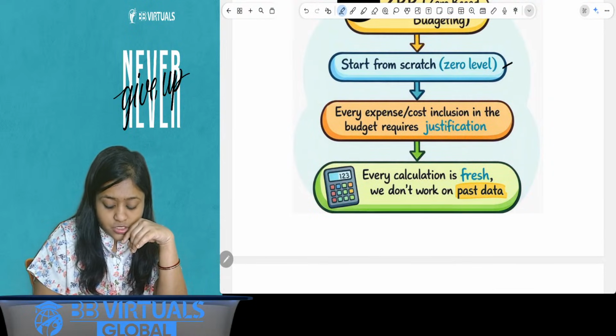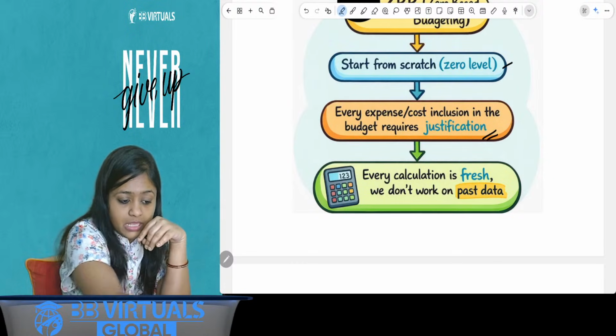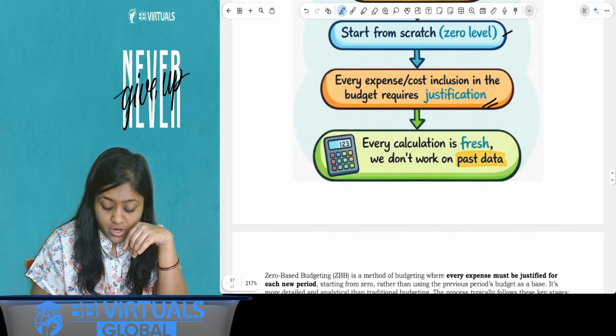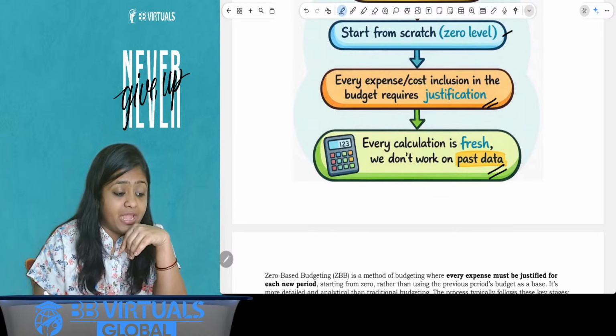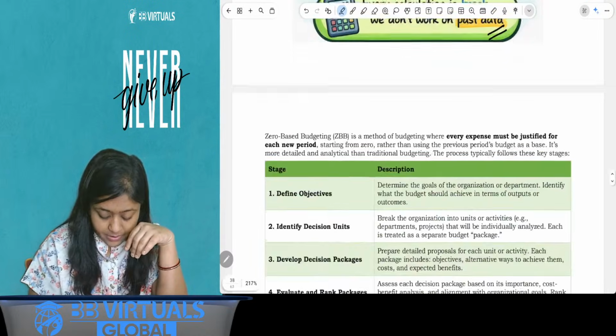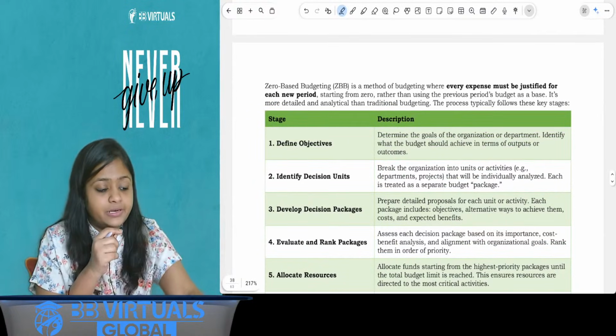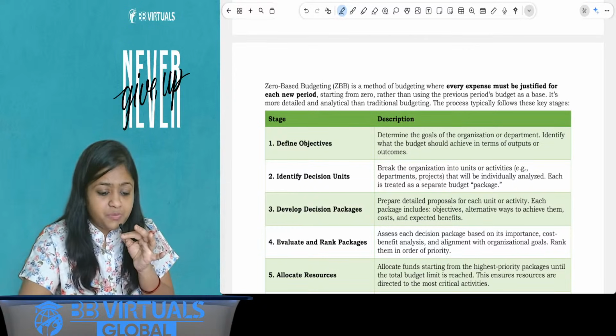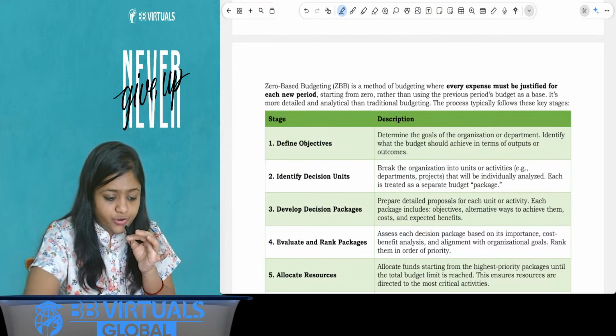Every expense or cost inclusion in the budget will require justification, and every calculation is fresh. We don't work on the past data here. Very important. For ZBB, you don't work on the past data. Okay, I hope it is very clear. Okay, let's go further. Just give me 1 minute and then we go further into it.